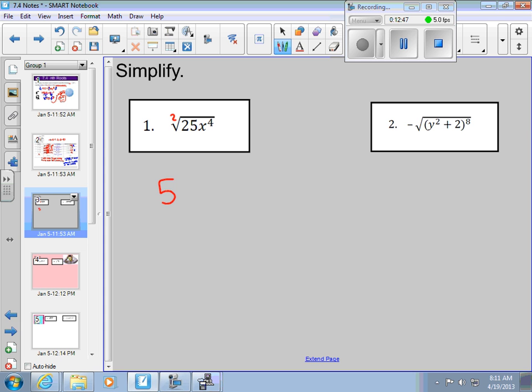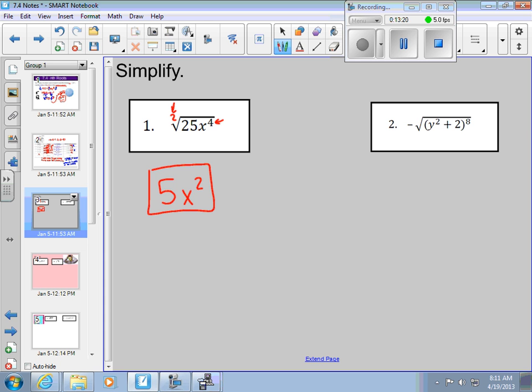So we have to figure out what power of x, when squared, would equal x to the 4th. If we think about that, you would have x squared being squared to equal x to the 4th. So the answer would be 5x squared. Really, when you're dealing with powers, you take the power here and divide it by the root number, and you get the solution, so 5x squared.